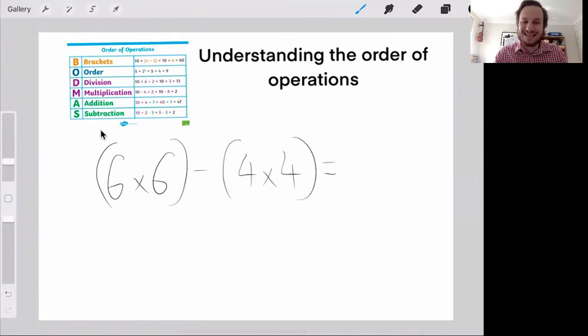So let's take this: (6 times 6) minus (4 times 4). Now, I don't just go left to right. I need to look and go, is there any brackets? Yes, there is.